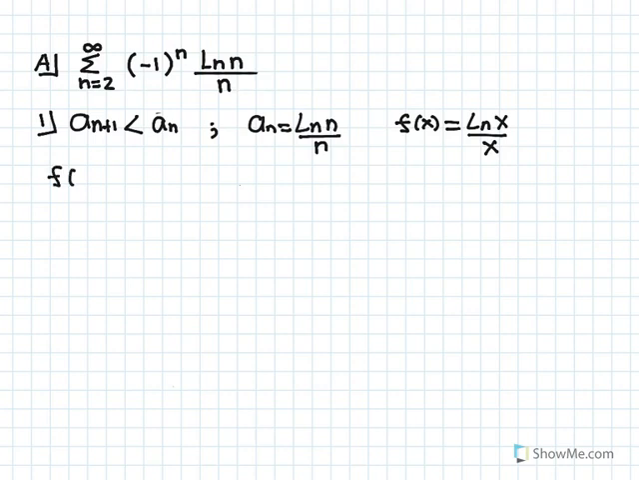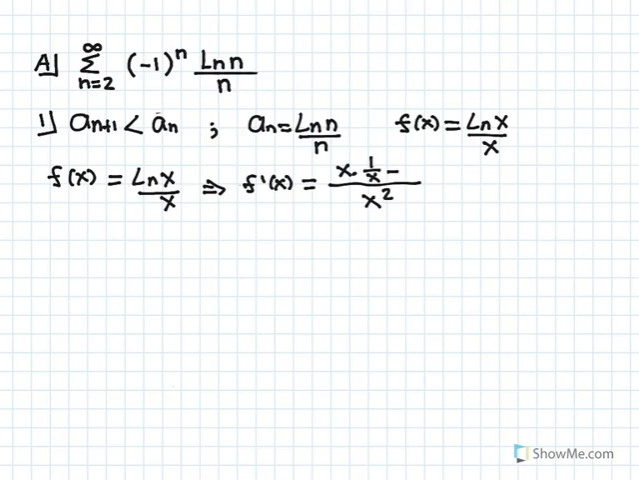So let's apply the quotient rule. f of x is equal to log x divided by x. We'll apply the quotient rule to find the derivative. f prime of x is equal to square the bottom, x squared. Take the bottom times the derivative of the top, and the derivative of log x is equal to 1 over x, minus the top, log x, times the derivative of the bottom, which is x, and the derivative of x is 1. So simplify, we get 1 minus log x divided by x squared.